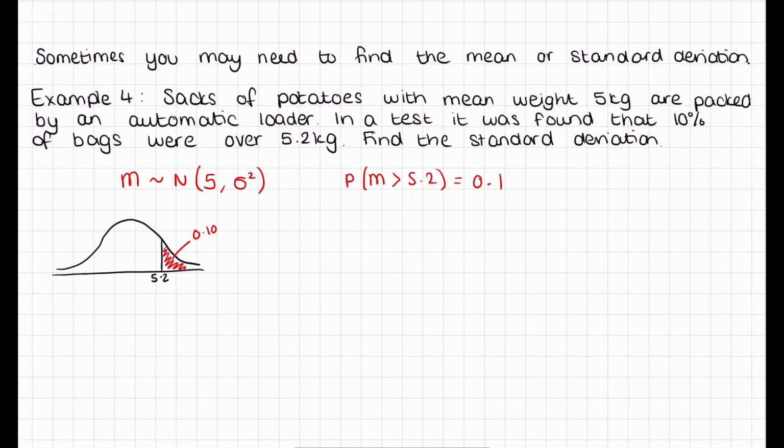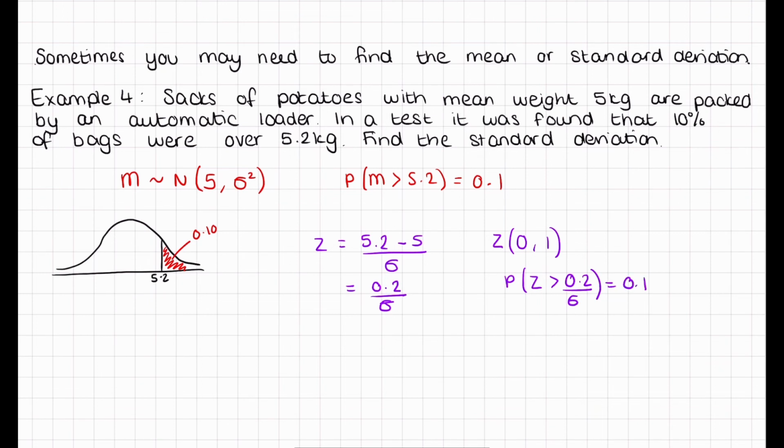So we know from here that z, if we're working out a z score, would be 5.2, because that's the value we're looking at being greater than, minus our mean, which is 5, over the standard deviation, which equals 0.2 over the standard deviation. Now with our z, remember, the mean is 0 and the standard deviation is 1. And so we're wanting the probability of where z is greater than 0.2 over the standard deviation equals 0.1.